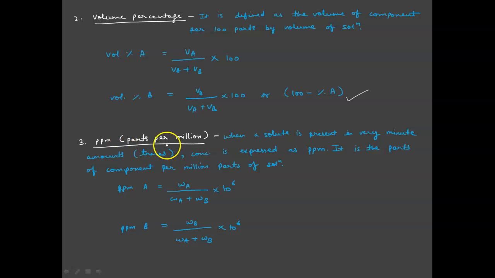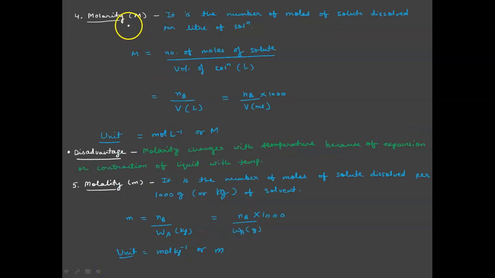Now, ppm. What is ppm? Parts per million. When a solute is present in very minute amount, you can say traces, concentration is expressed as ppm. It is the parts of component per million parts of solution. So ppm of A is WA upon total, WA plus WB, into 10 to the power 6. Remember this factor, this is for ppm, parts per million. ppm for B is WB upon WA plus WB, again into 10 to the power 6.